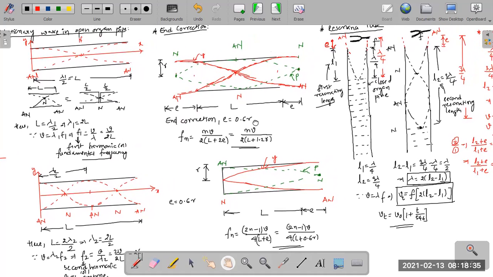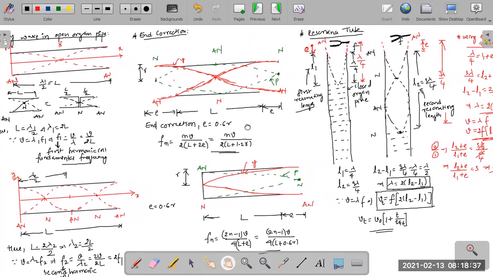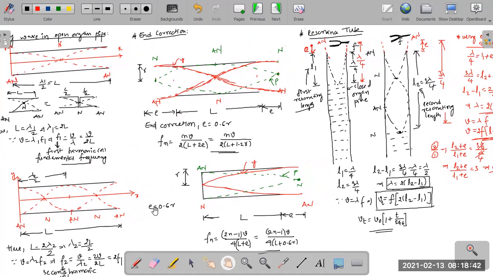When they tried to find this end correction experimentally, they found that its value was 0.6 times the radius of the tube. If this is the radius of the pipe, the end correction is 0.6 times r. So after end correction, the frequency of the nth harmonic will be nv by 2 into L plus 1.2r.